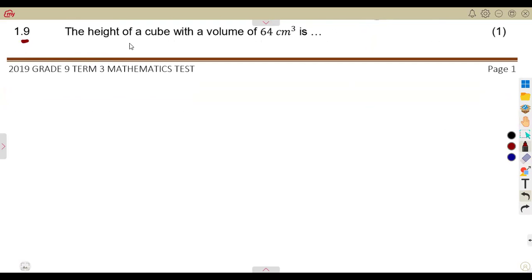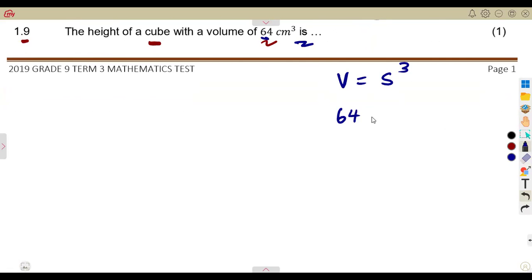1.9, the height of a cube. Again, we are given, guys, a cube. Again, like I said, just expect it if you've covered it, but for this one, we are not supposed to expect it for this term. But anyway, for a cube, all the sides are the same. So it follows that the volume is given by side to the exponent of 3. We are given the volume is 64.